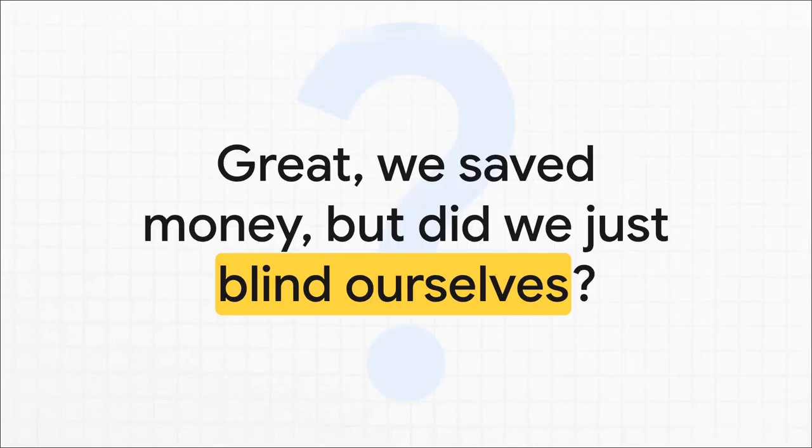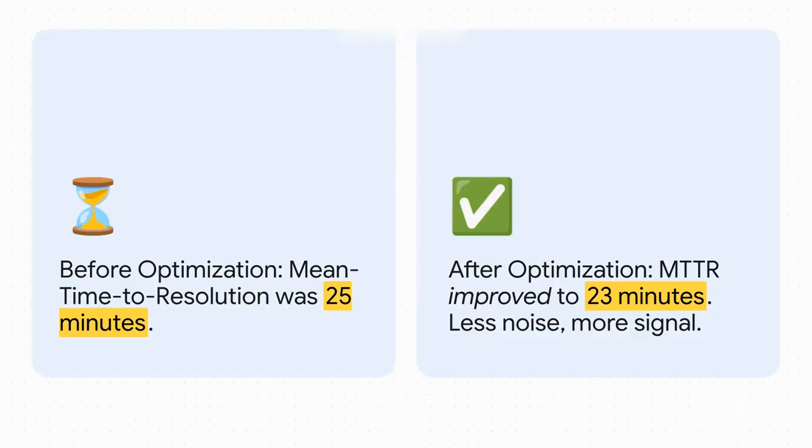But hold on, I know what you're thinking. This is the million-dollar question, isn't it? That's great, we saved a ton of money, but did we just blind ourselves? When the site goes down at 3 a.m., can we still fix it fast? And here it is, the punchline. Mean time to resolution, the absolute gold standard for measuring incident response, it didn't get worse. It actually got a little bit better.